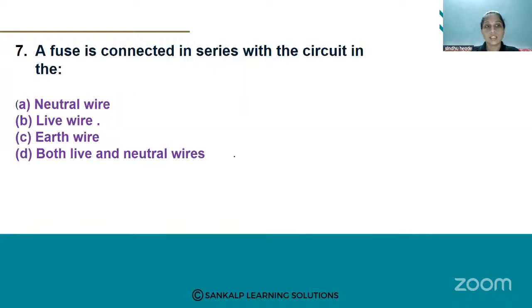Next one, seventh one. A fuse is connected in series with the circuit. The fuse is connected in series with which component of the circuit? Whether it is the neutral wire, live wire, earth wire, or both live and earth wires. As we studied, the fuse is always connected in series with the live wire, right? So option B is correct.